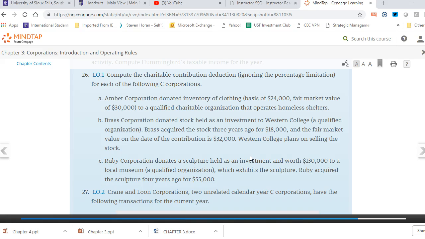Also, what helps with this deduction: stock is an intangible property, going back to letter B. But for letter C, this is a statue. It's a tangible personal property put to use in a related qualified organization's exempt function. So that helps the case also. The fact that we're giving it to a museum, which obviously displays art, statues, and so on. So fair market value would be the deduction.